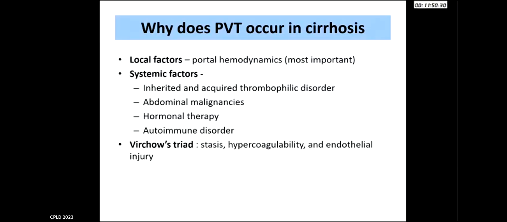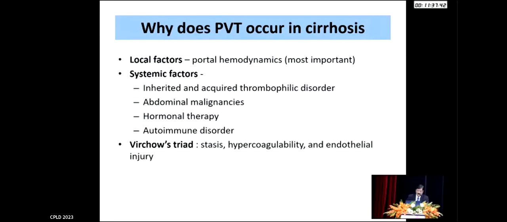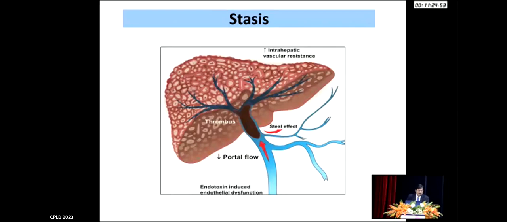Now, generally, we are pretty much aware of why PVT happens in cirrhotics. Just to outline a few important points, the most important factor is portal hemodynamics. Then we have systemic factors like inherited and acquired thrombophilic disorders, malignancies, hormonal therapy, autoimmune problems, and so on. The traditional Virchow's triad of stasis, hypercoagulability, and endothelial injury still stands true for PVT. Now, as the severity of portal hypertension increases and the liver is more and more cirrhotic, the portal flow, which is hepatopetal, becomes hepatofugal.